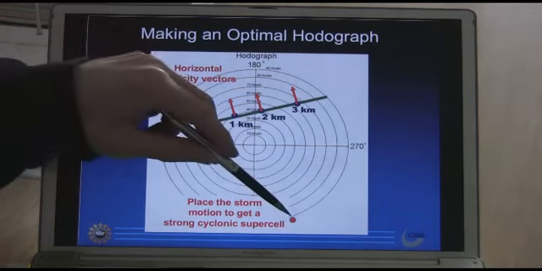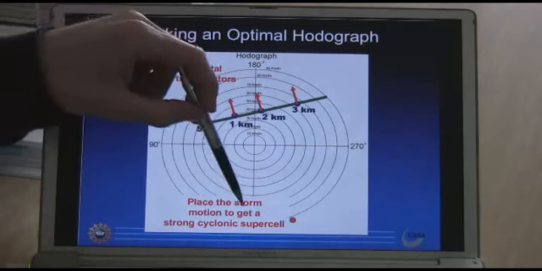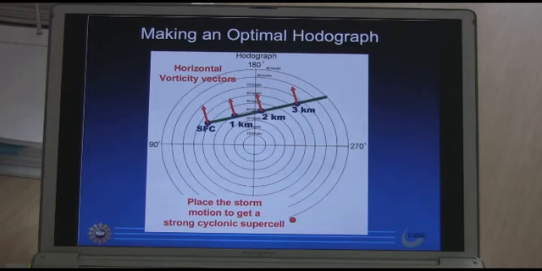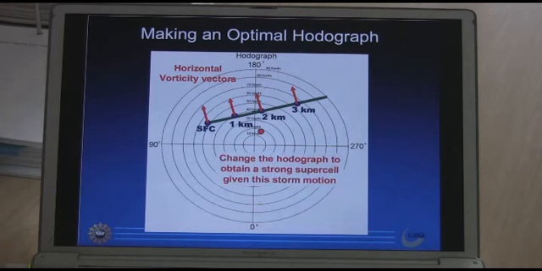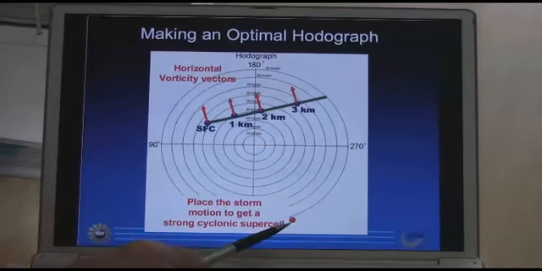Suppose you have a little red dot here, and I'd say, all right, place that dot to give me a storm motion that will get us the strongest cyclonically rotating supercell storm. Where would you put it? Where would you put the dot? Would you put it there? Well, actually, where it's at right now is actually pretty good. It's unrealistic, okay?